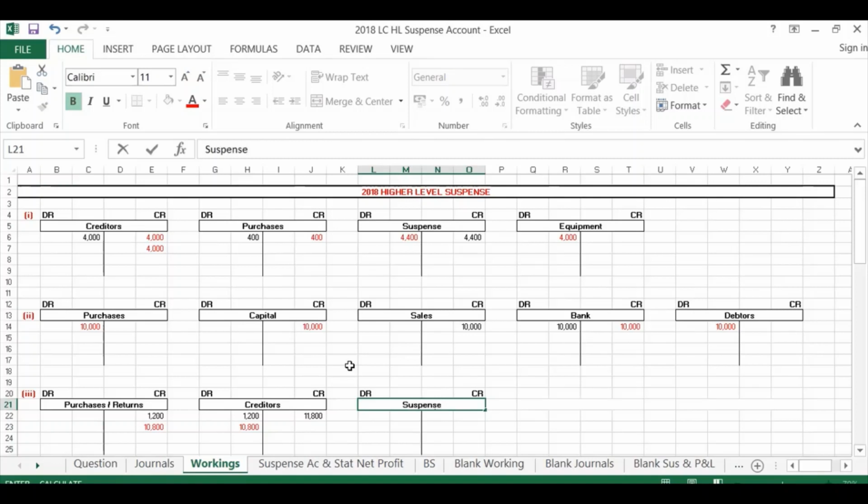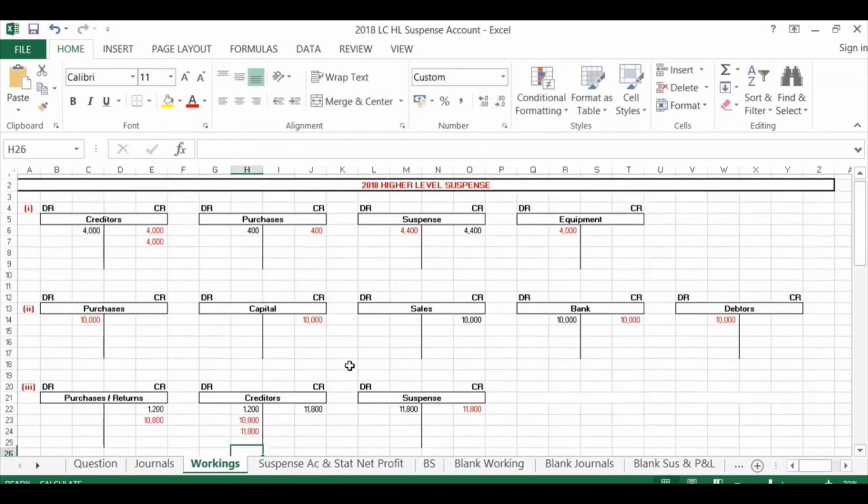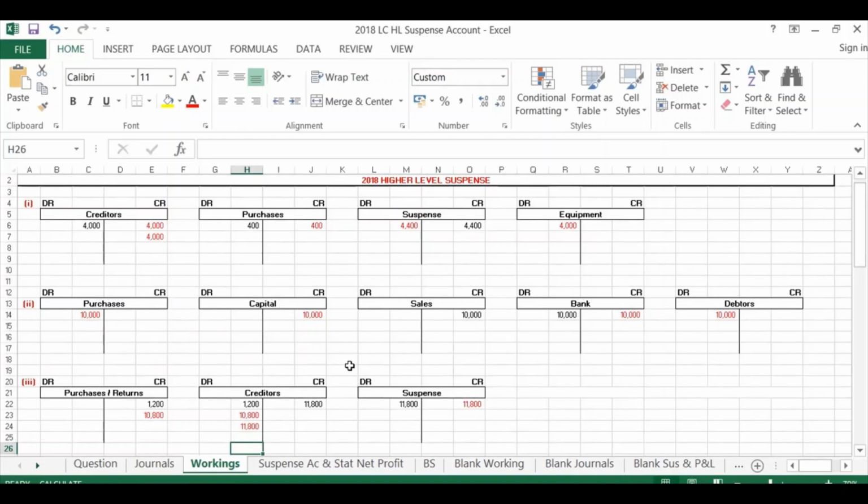Because you can't enter a one-sided journal. So what he did, he must have debited suspense with 11,800. So to correct that, I'm just going to credit suspense with 11,800 and debit creditors with 11,800 to get rid of that entry. And I'm just going to put in the restocking charge now of €200.